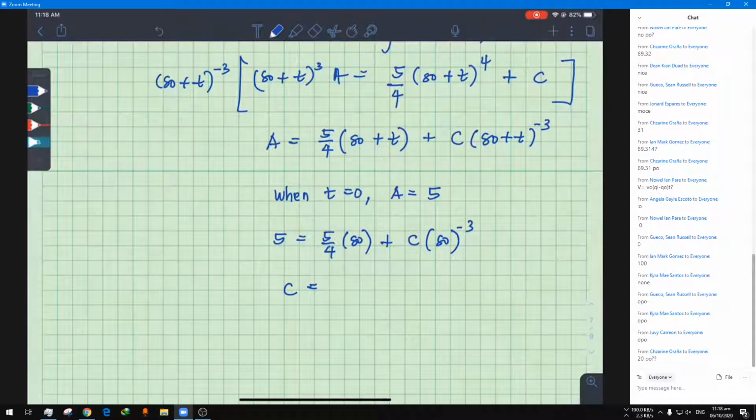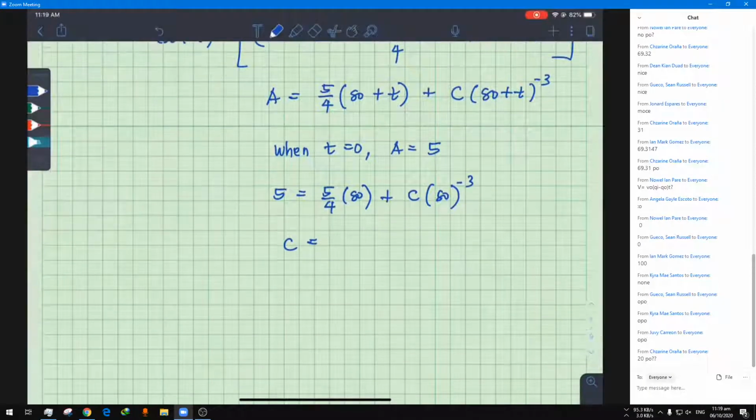To 20. 80 times 5 divides 4. So 5 minus 100 is 95. Parang hindi 20. Medyo malaki.